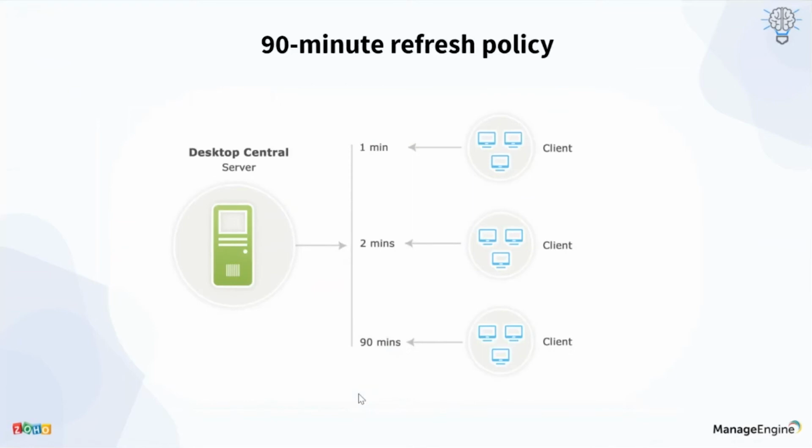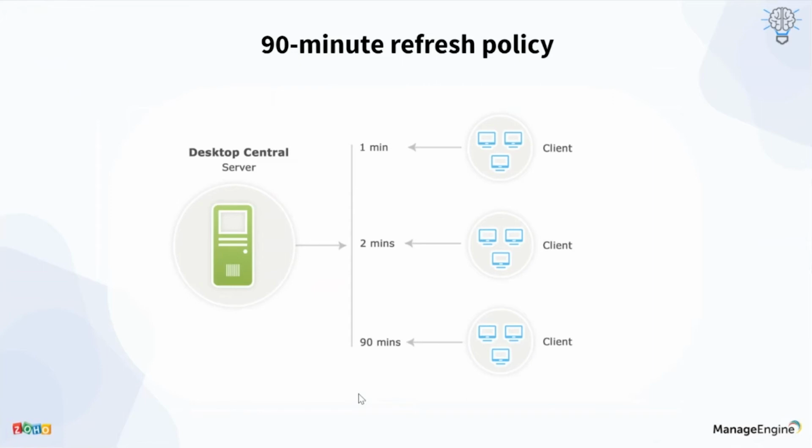Let's talk about the 90 minutes refresh policy. This is going to be the core. Let us say if I modify this policy, the changes in this policy, the deployment will not go well. So Desktop Central can scale to small as well as large networks using our 90 minutes refresh policy. So what is the 90 minutes refresh policy?